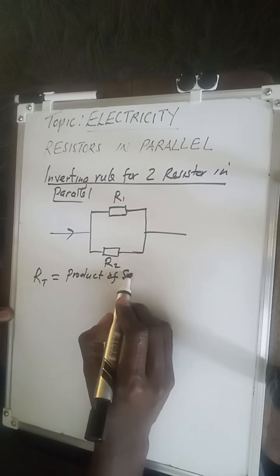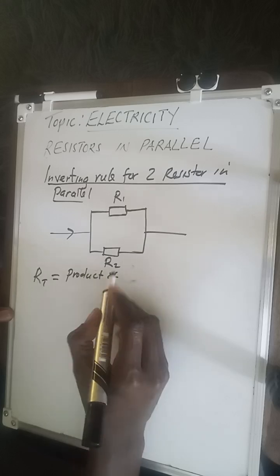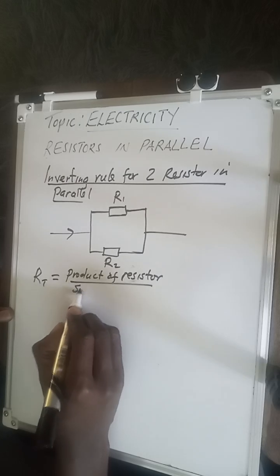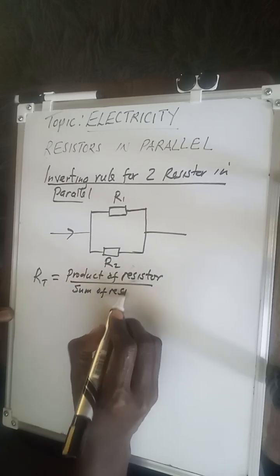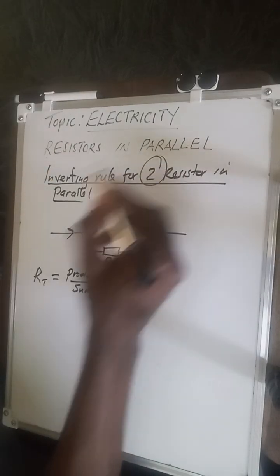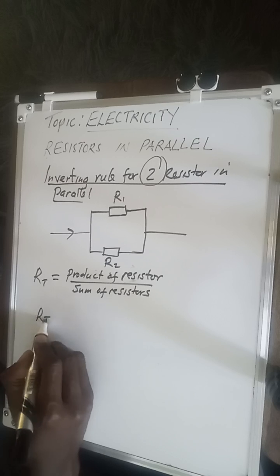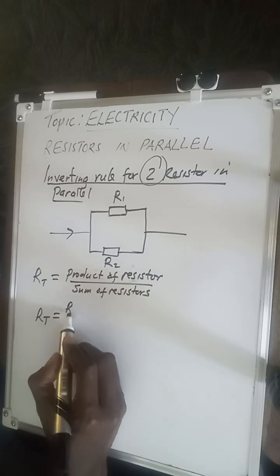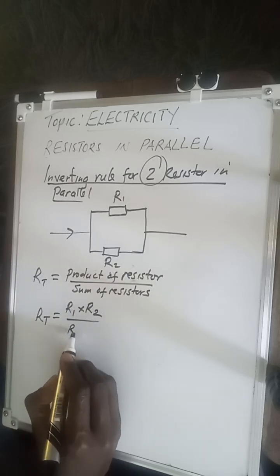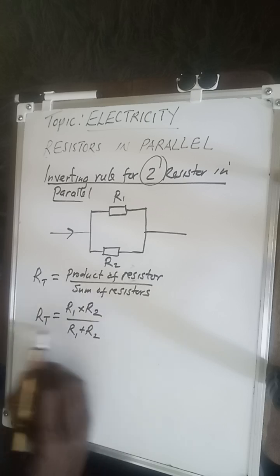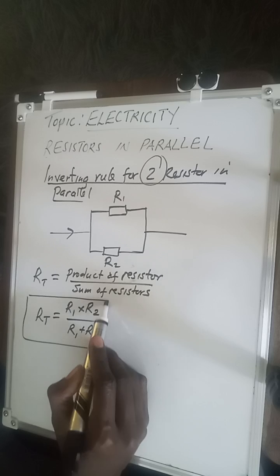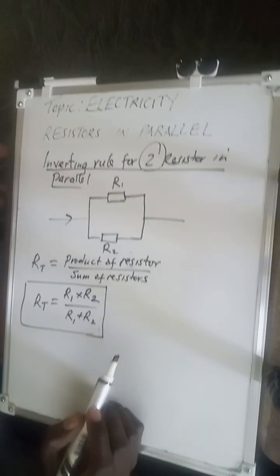the product of the 2 resistors that you have, divided by the sum of the 2 resistors that you have. Remember, this only applies when you only have 2 resistors in parallel. So R total will be equal to R1 multiplied by R2, divided by R1 plus R2. That is what we do if you only have two resistors in parallel. So you apply this formula here.